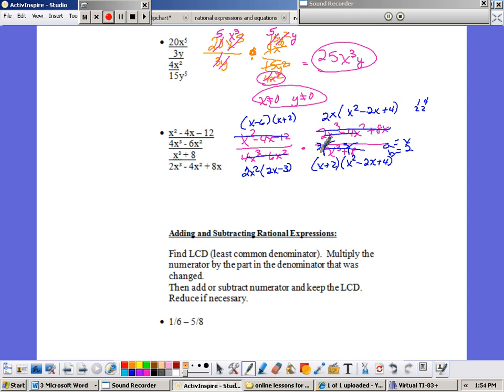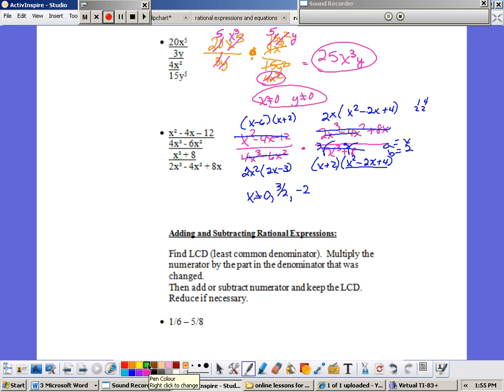Now, 2x squared cannot equal 0, so x cannot equal 0. 2x minus 3 cannot equal 0, so x cannot be 3/2. X plus 2 cannot equal 0, so x cannot be negative 2, and this does not break down, which means if I did do it, it's going to go into a quadratic or be imaginary number, so we don't need a restriction on that.